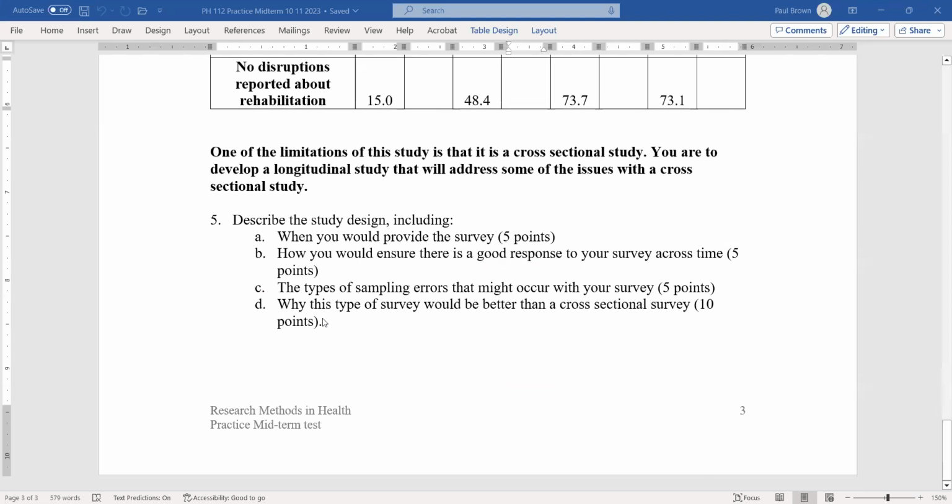One of the limitations is that it's a cross-sectional study, so you have to develop a longitudinal study that will address some of the issues with the cross-sectional design. So if you want to do a longitudinal study, what might you do? Remember, this is for COVID. If you want to do a longitudinal study with COVID, how would you design it?